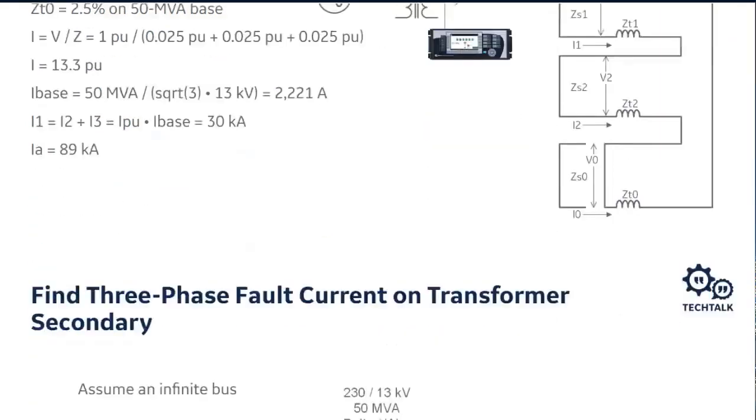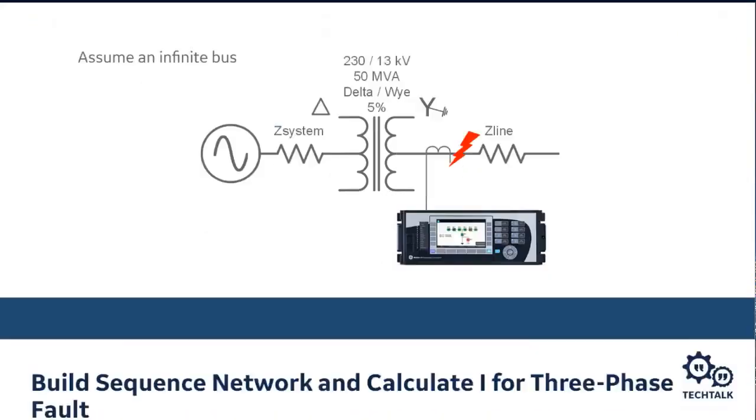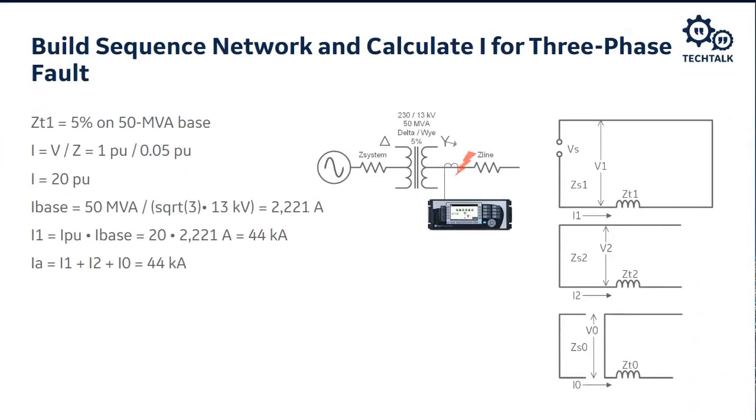Okay, so let's do this same scenario and say what happens if we have a 3-phase fault. So instead of a phase to ground fault, we're going to do this same scenario for a 3-phase fault. In this case, the negative and the zero sequence networks are not involved. Over on the right, the only network that is involved is the positive sequence network.